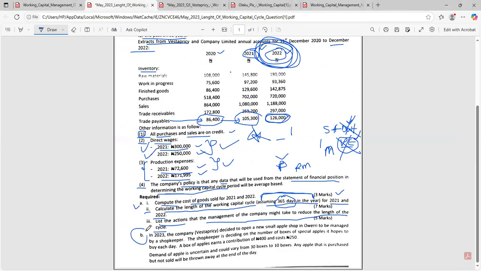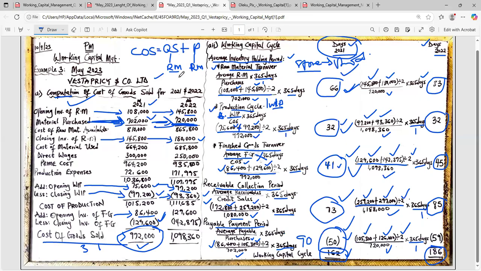The C part, the B part is not for us. That is all regarding this enterprise question. Ladies and gentlemen, in this question we have tested cost of goods sold, and we have also tested the working capital cycle, just in one question.